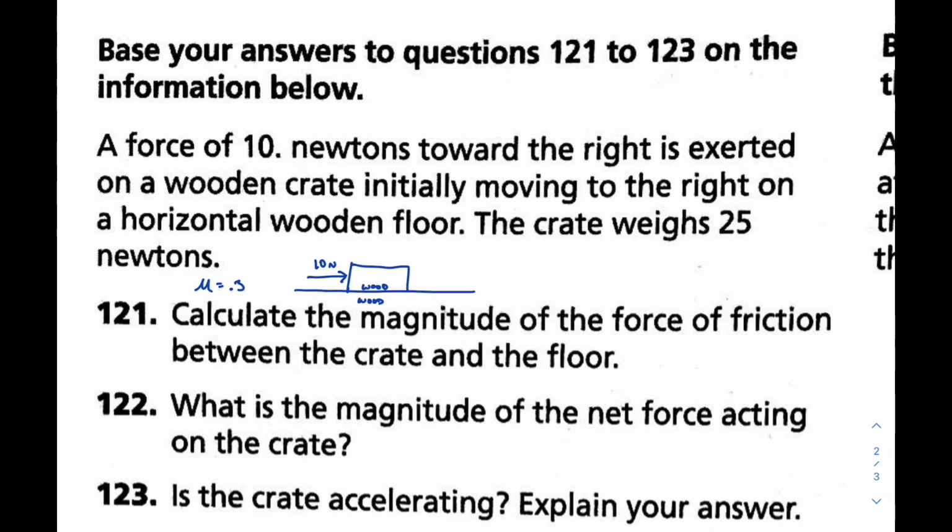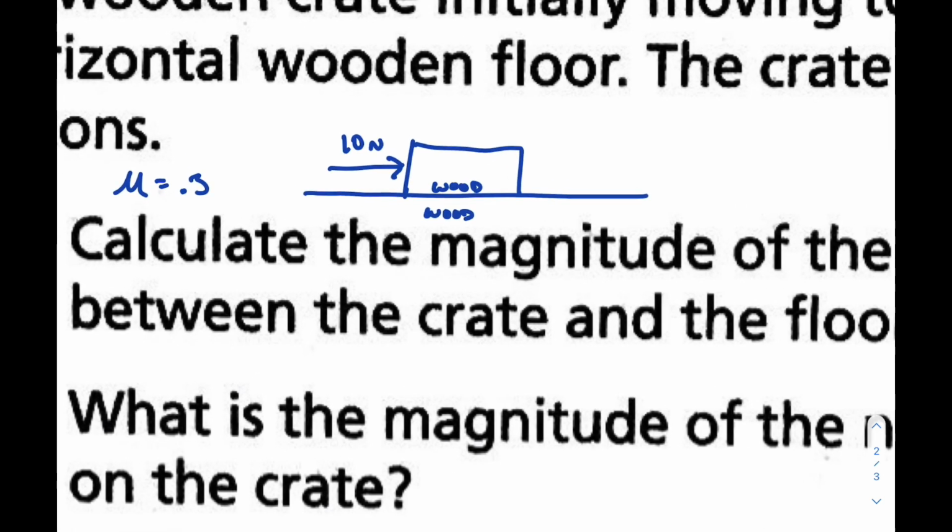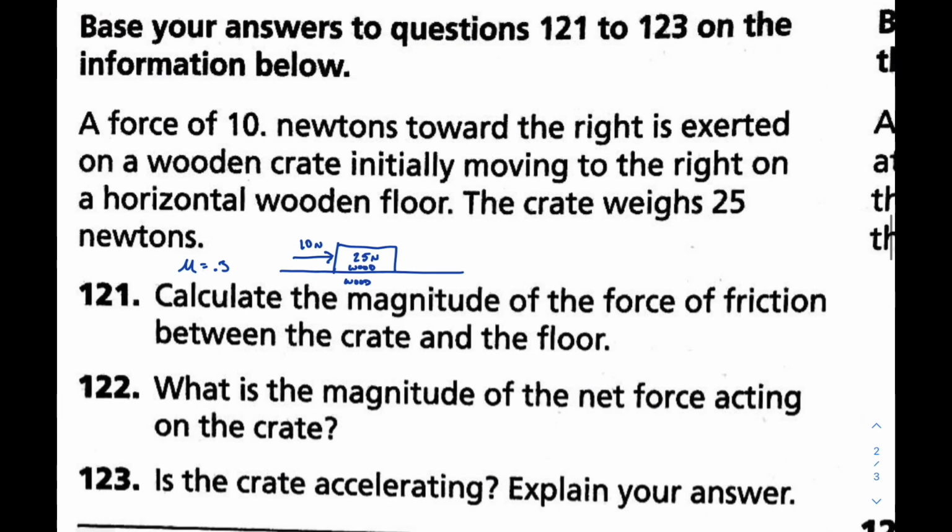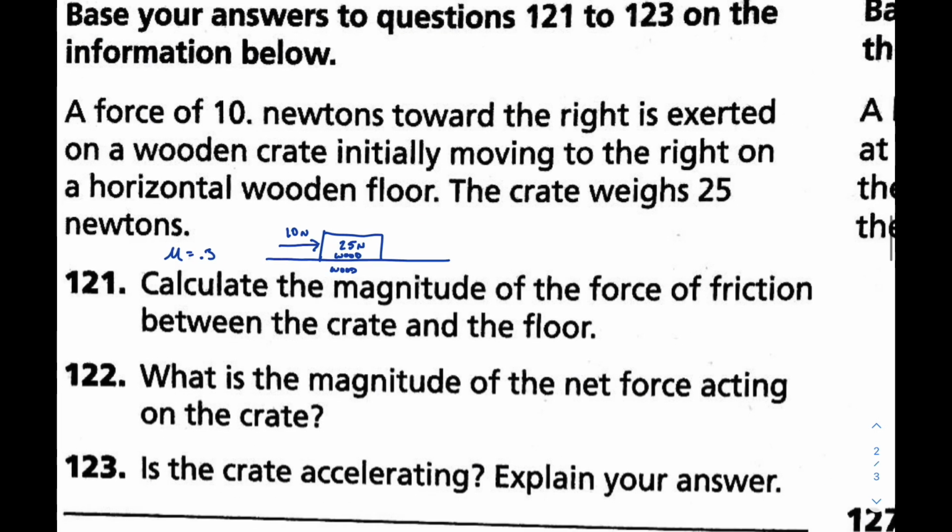And it's already moving to the right, which means, well, that's the other part of this, we know we're going to use this 0.3 as opposed to the static version of this. Then finally, we're told that the weight of this crate is 25 newtons. Okay, so we have all that information. Cool. Now, calculate the magnitude of the force of friction between the crate and the floor.